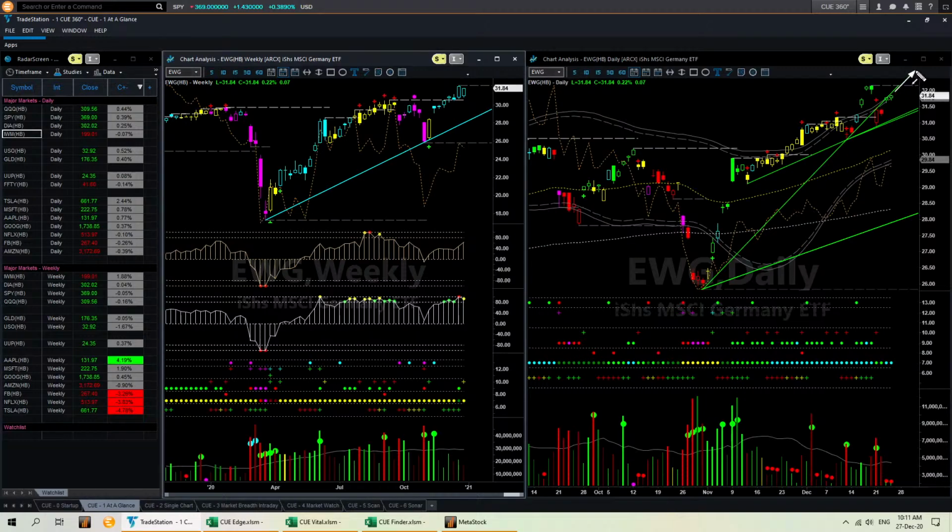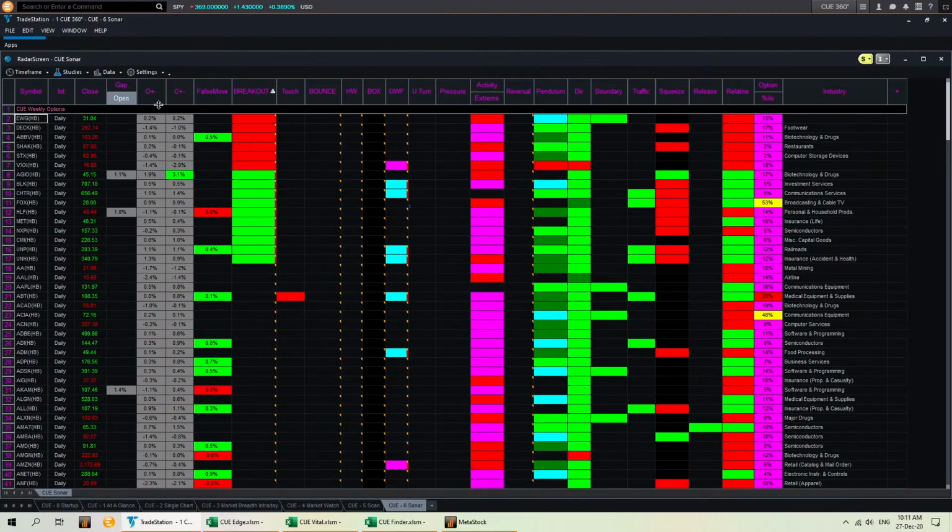Okay, this is breaking out from this trend line support. However, the traffic light color is bullish. There is no breakout trade setup. Weekly is also bullish.